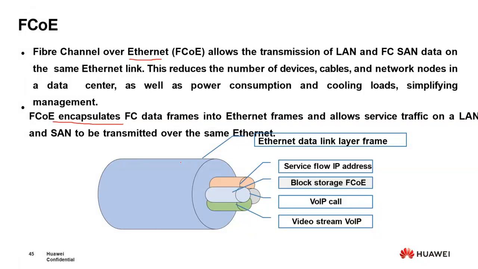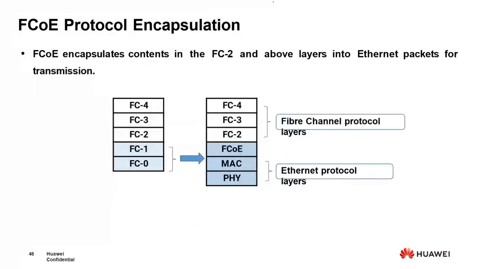So this is how the Ethernet cable that is used for this type of connection looks like. It has voice calls, video streaming, block storage, service flow, IP address, and stuff like this. So the protocol looks like this. Oh yeah, that's good. This is the last slide. Alhamdulillah, I'm happy I'm finished.